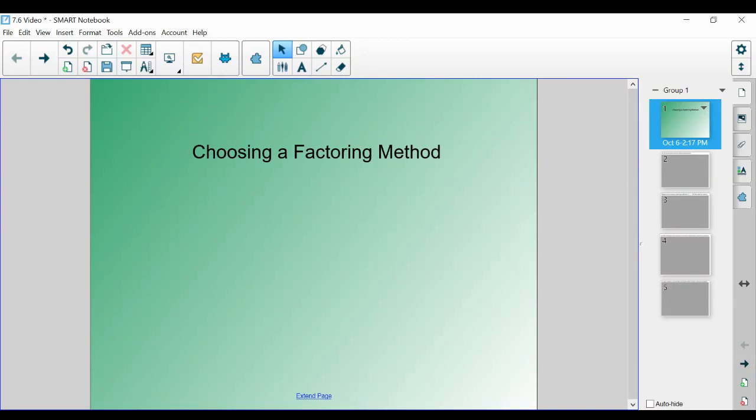So today we are going to be going through section 7.6, which is all about how to choose a factoring method. So far, we've talked about different ways of factoring. We've talked about factoring by the greatest common factor, the GCF. We've talked about how to factor when our a value is 1, how to factor a quadratic when our a value is not 1, and we've talked about some special products.